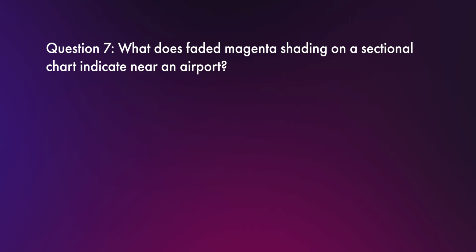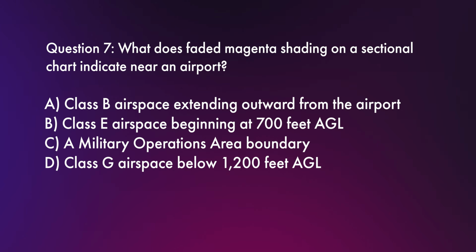Question 7. What does faded magenta shading on a sectional chart indicate near an airport? Is it A. Class B airspace extending outward from the airport? B. Class E airspace beginning at 700 feet AGL? C. A military operations area boundary? D. Class G airspace below 1200 feet AGL?